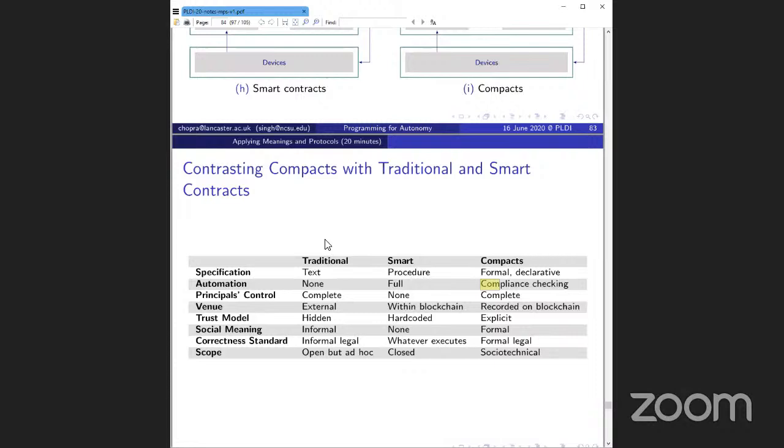So that's the nutshell. Here, of course, everything is outside. Here everything is inside the blockchain. Here it is recorded on the blockchain, but the decisions are outside. Here, the trust model is hard-coded. Here it is purely between people. And here we made it explicit as to what you are relying on. The norms tell you what you trust the other party to do, which also represents the social meaning in a formal way and provides the correctness standard in a formal way. And so we say, well, this is purely social, this is purely technical, and this is socio-technical.